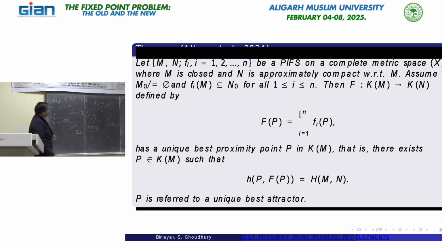Instead of K(X), if I take M and N, these are subsets of K(X). Mind it, it is very important to note that elements of M are compact sets. Elements of M are compact sets. So, what is the distance between M and N? It should be, in terms of the Hausdorff distance, the minimum or infimum of h(A, B), where A belongs to M and B belongs to N.